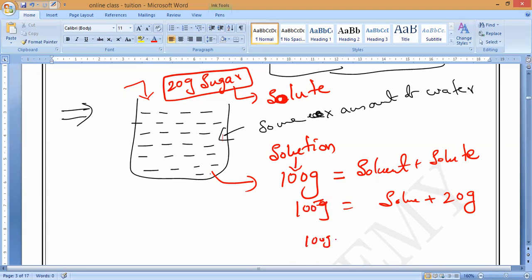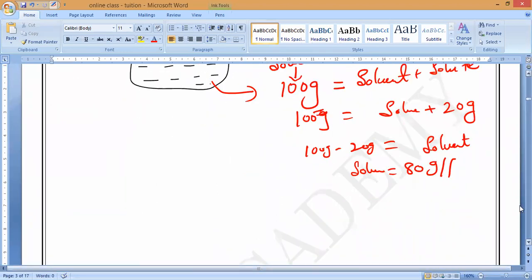So 100 minus 20, which is equal to 80 grams. So solvent is equal to 80 grams. Understand? Everybody, you have to calculate it like that. This is very, very important. That is what I am saying.